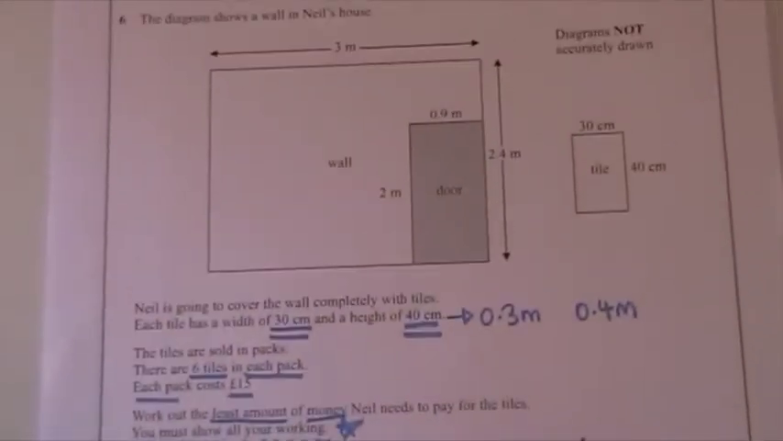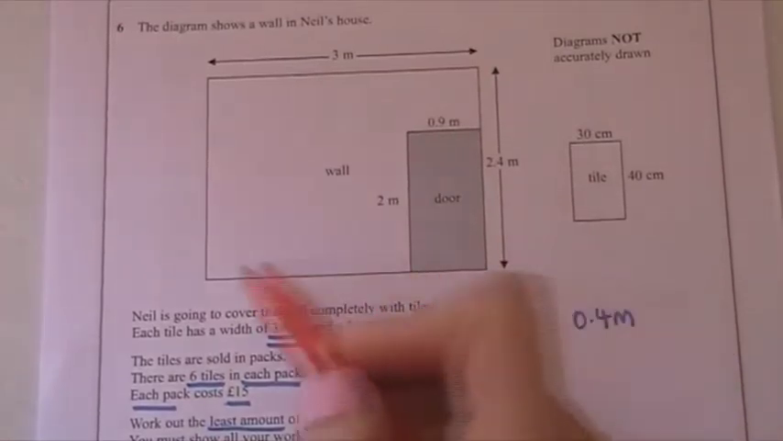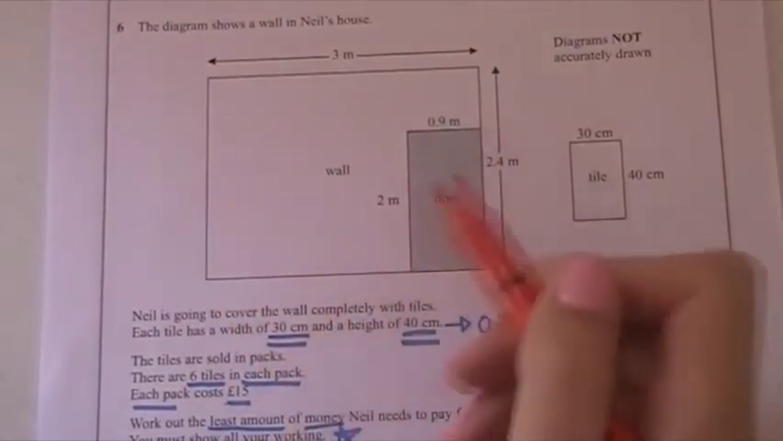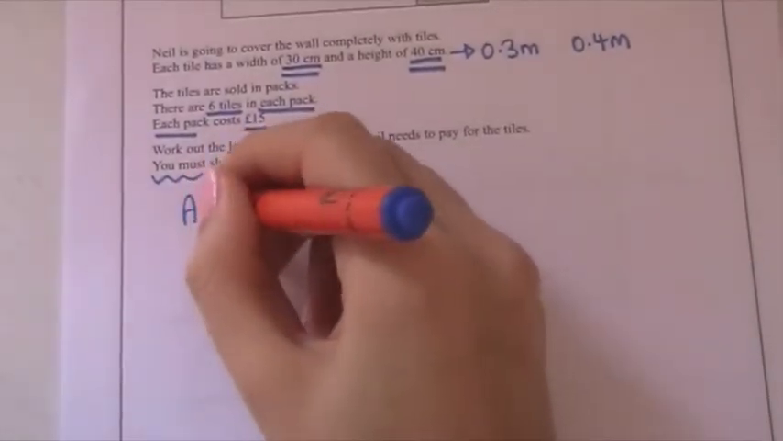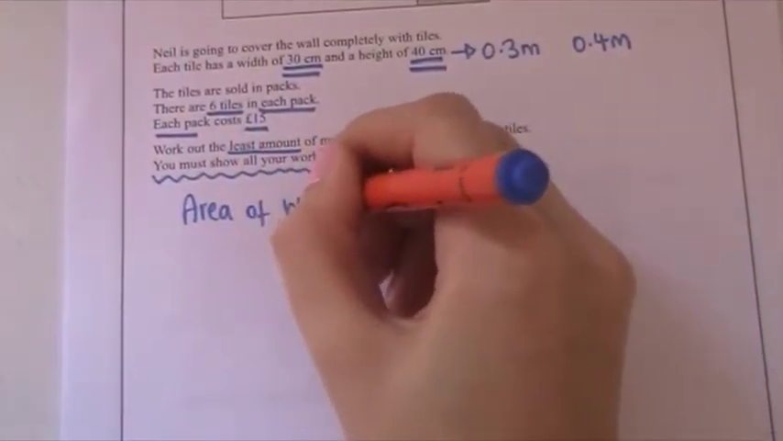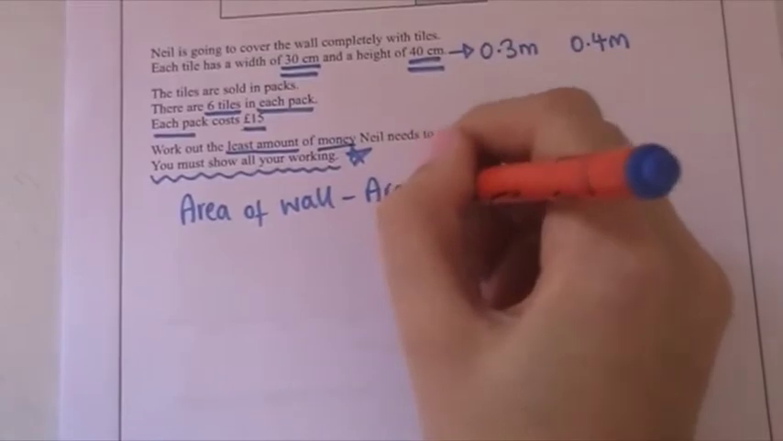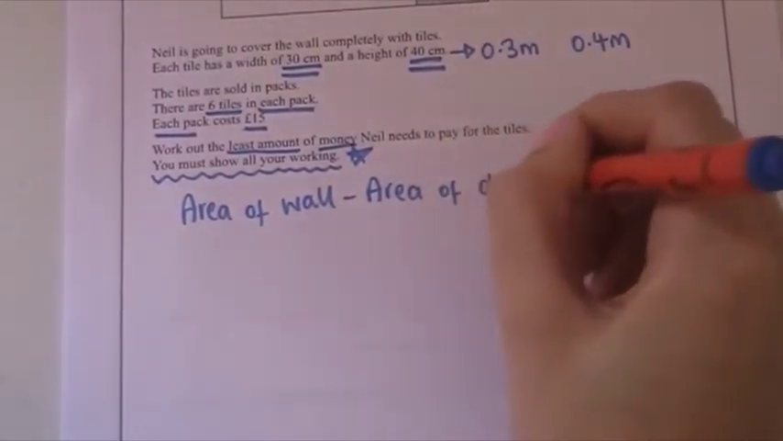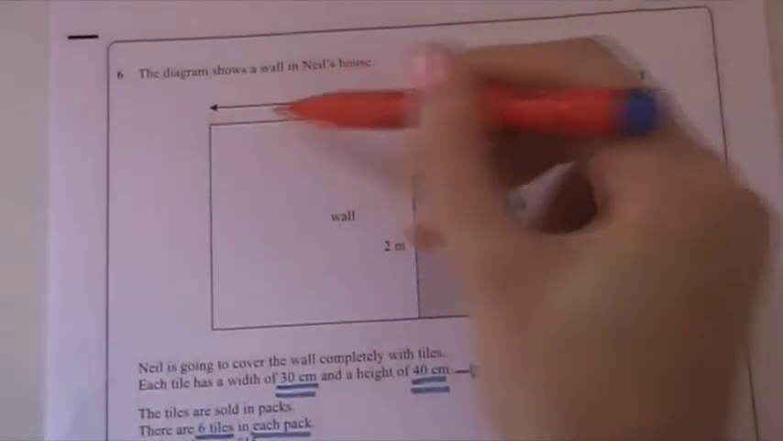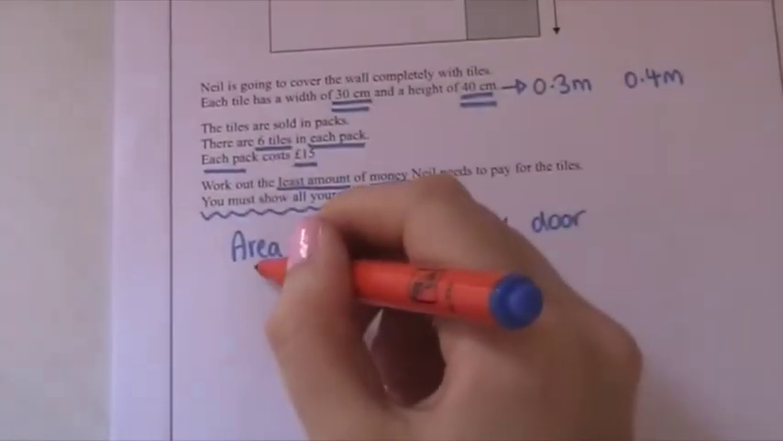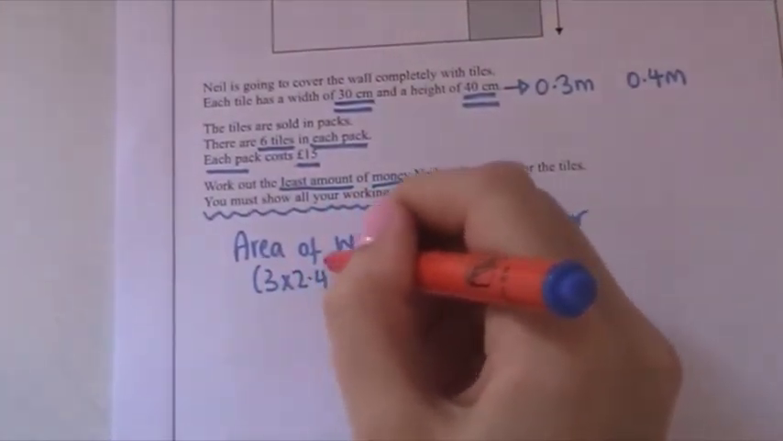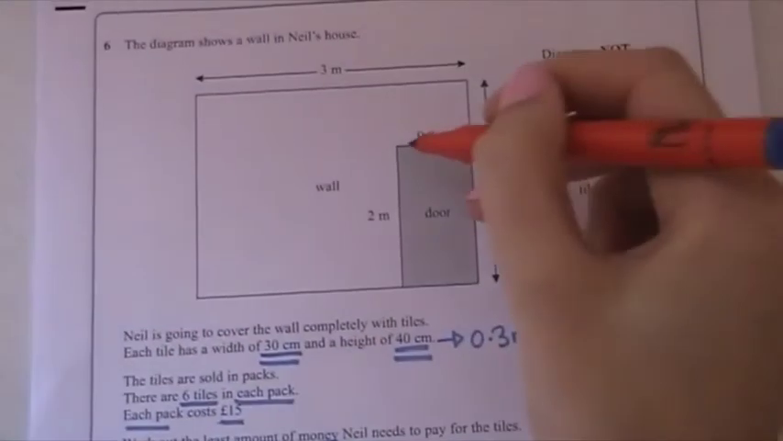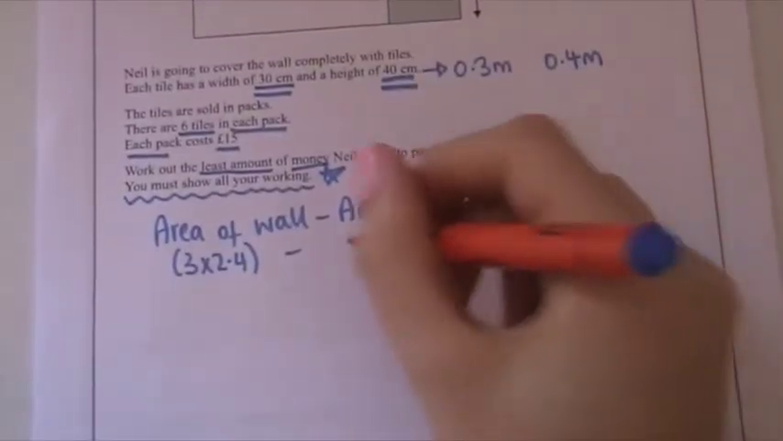First thing I'm going to look at is the area of this wall without the door, as Neil is not going to be decorating the door, just the area of the wall. So in order to do that, we're going to find the area of the wall, including the door, and we're going to minus the area of the door. So area of wall, 3 times 2.4, minus area of door, 0.9 times 2.